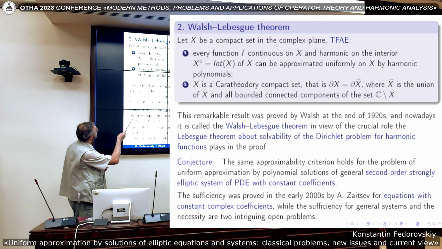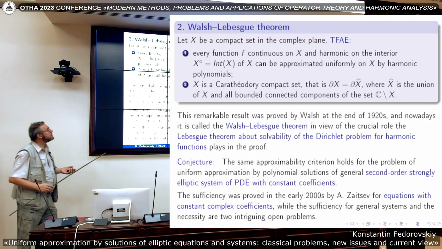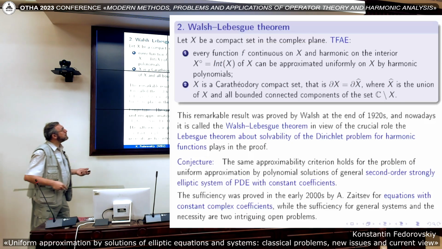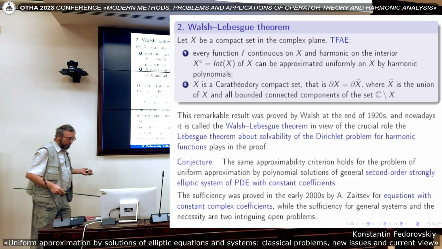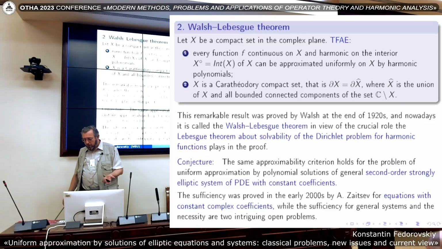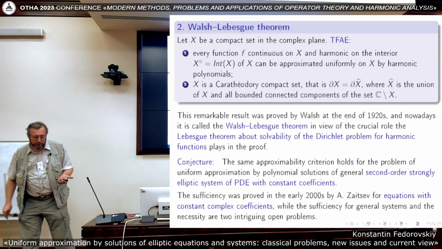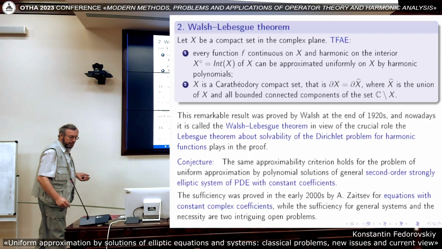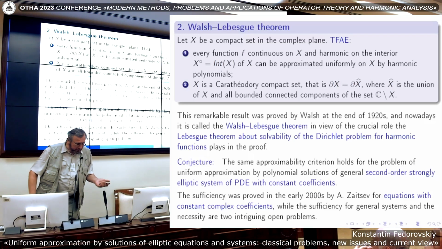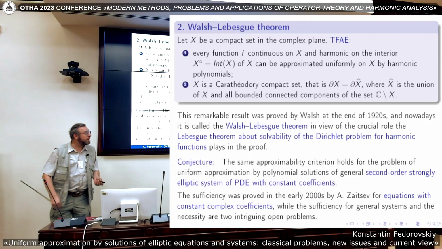Okay, we have a compact set in the plane, and we're interested when any function which is continuous on this compact set and harmonic on its interior can be approximated uniformly on X by harmonic polynomials. Harmonic polynomials are just polynomials in two real variables with, for example, complex coefficients, if we're thinking here about complex valued functions, just satisfying the Laplace equation, so that it's a sum of holomorphic and anti-holomorphic complex polynomials.